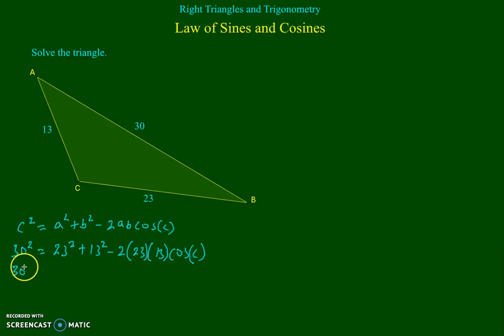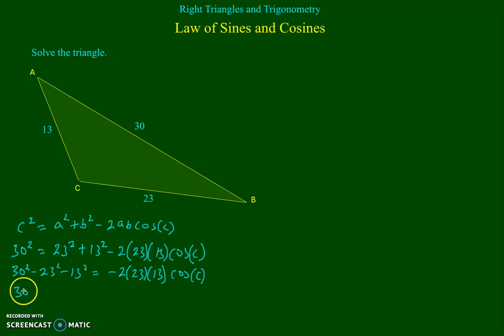So 30 squared minus this, we're going to subtract 23 squared from both sides, minus 13 squared, subtract 13 squared from both sides, equals negative 2 times 23 times 13 cosine C. You'll notice that I'm rewriting these. I'm not doing the calculations yet because I don't want to have to deal with large numbers. I want to use my calculator for what it's designed for, and that's calculating.